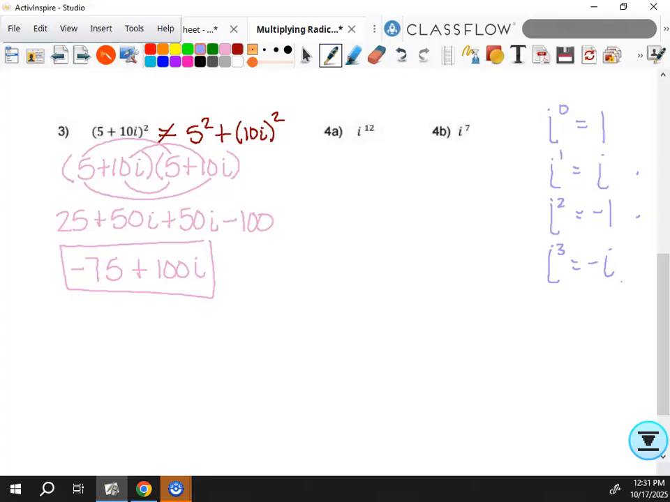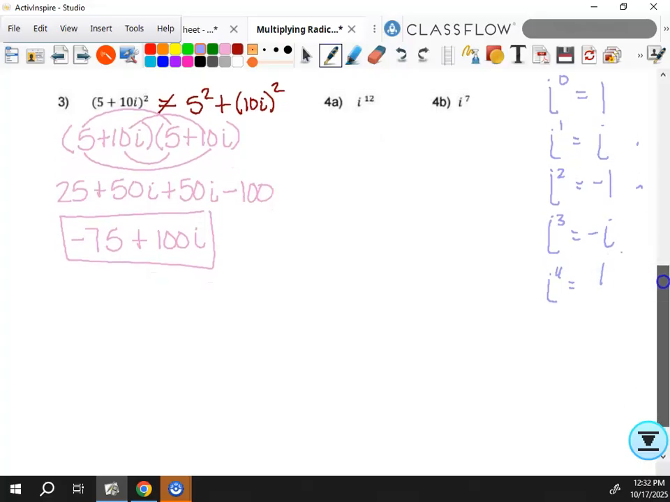Okay? Because think about it. You would have i squared is negative 1, and then times another i, that makes that negative i. All right, do you see the pattern right now? 1, i, negative 1, negative i, right? So then i to the fourth, wouldn't that just be i squared times i squared? And that's positive. So i squared times i squared is 1. And guess what? We start over with a little pattern.